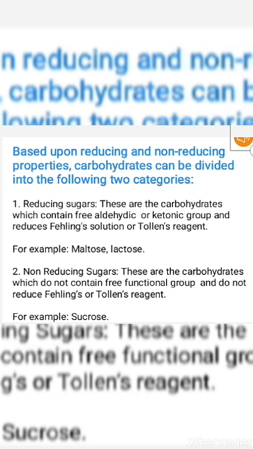Sugars which can be oxidized by Tollens reagent and Fehling solution are called reducing sugars. Most monosaccharides, lactose and maltose are reducing sugars, meaning they reduce Tollens reagent and Fehling solution, or we could say they oxidize themselves by these two oxidizing reagents. While non-reducing sugars can't reduce these two reagents, Tollens and Fehling solution, like sucrose and all other polysaccharides, which are non-reducing sugars.